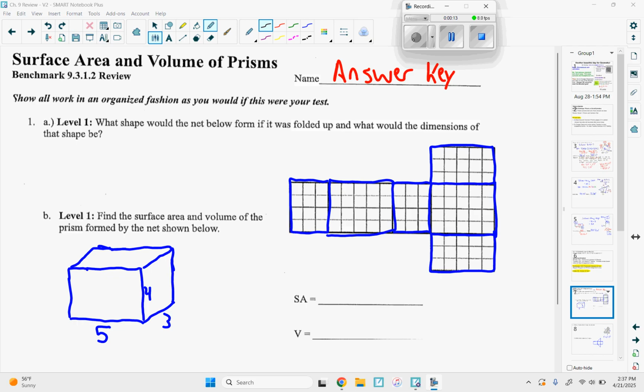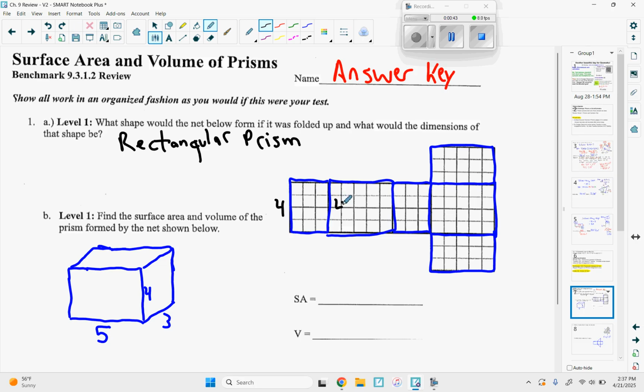So in this first problem, we're given a net and we're trying to figure out what shape this would be. And you'll notice I drew around each one in dark blue. There are only rectangles in this shape, so this would be a rectangular prism. And to figure out dimensions using a net, you just notice what all the side lengths are.